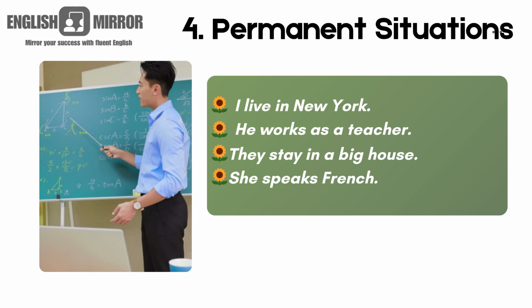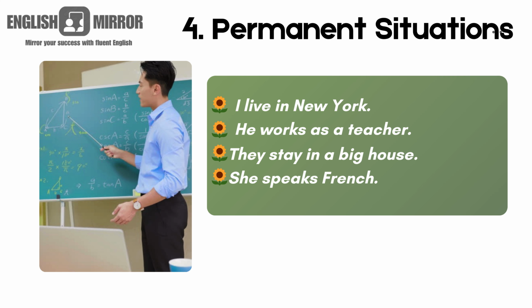Next one is: They stay in a big house. They is a plural subject, so we use a plural verb also. They stay in a big house. Next one is: She speaks French. She is the subject and the verb is V1 form plus s, that is speaks. She speaks French.